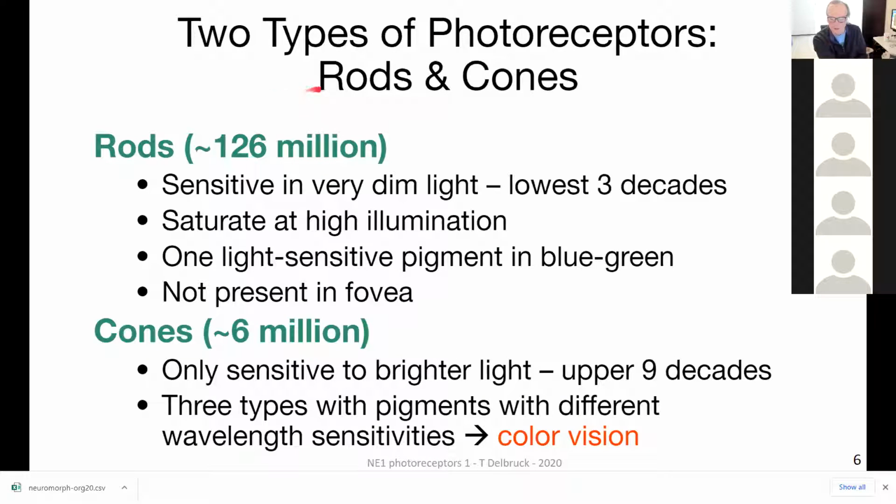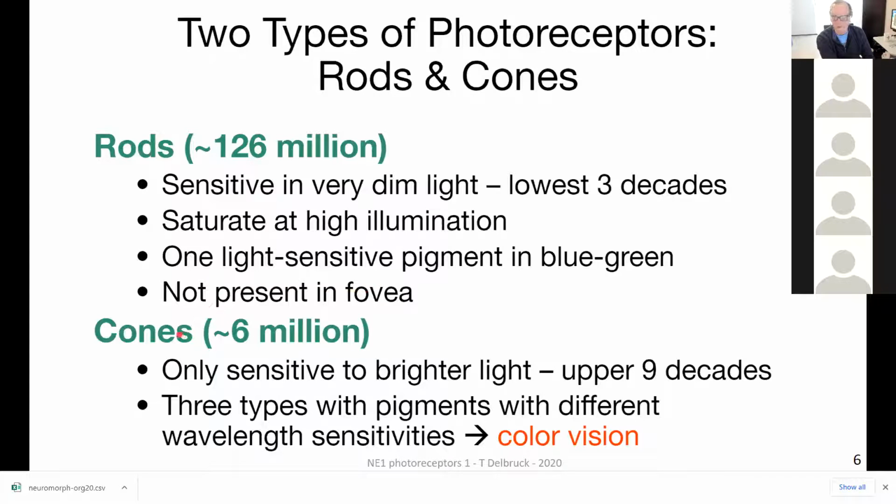But I'll just tell you that there are two kinds of photoreceptors, rods and cones. Most of the photoreceptors in your eye are actually rods. You have like 126 million of them in each eye. They're sensitive in dim light, the lowest 3 decades of light sensation, from a dark, starlit night to moonlight and a little bit above moonlight. They saturate at high illumination. There's one light sensitive pigment, in the blue-green, and they're not present in the fovea. So if you've been camping and you want to see a faint star, you have to look a little bit away from it so that the rods can pick it up. Otherwise, you don't see it.